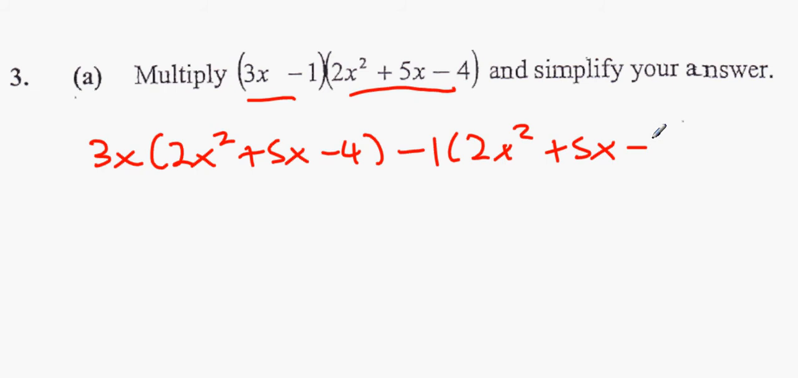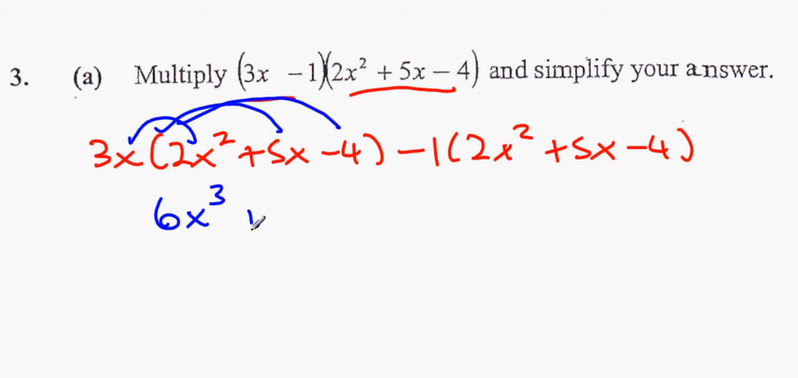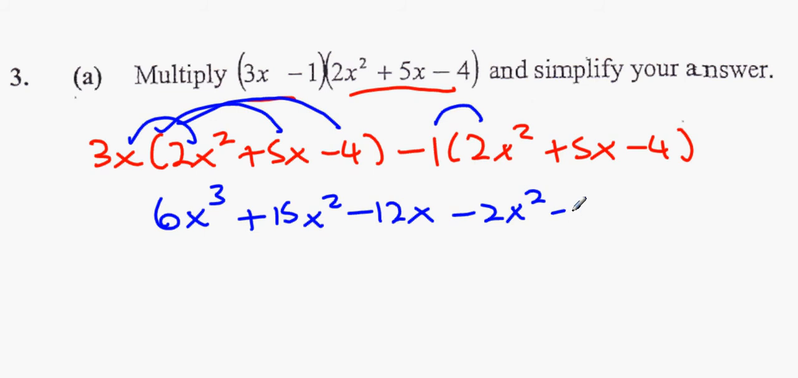Now what you can do is start multiplying them out. Each line means multiplication. So what we're going to get here is 3 by 2 is 6, 6x cubed, plus 3 by 5, 15x squared, 3 by minus 4, minus 12x. Now, minus 1 times 2x squared, minus 2x squared, minus 1 times 5x, minus 5x, minus 1 times minus 4, plus 4. Now, underline the like terms.